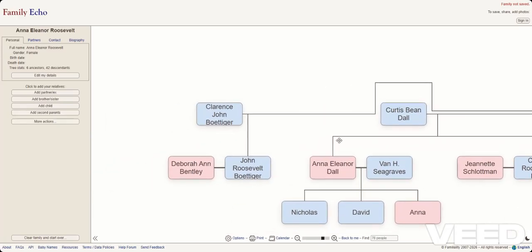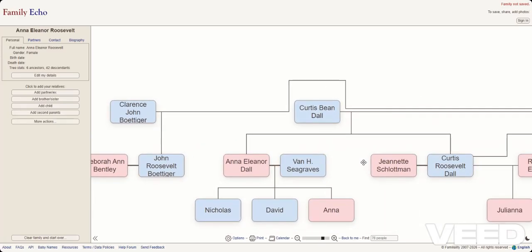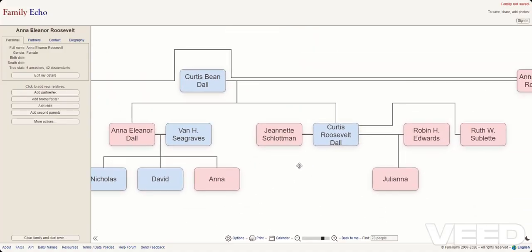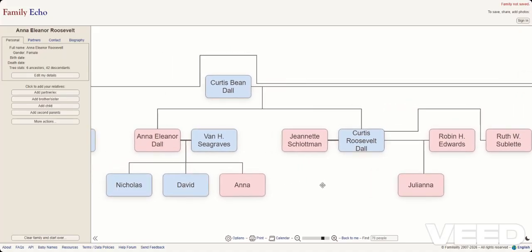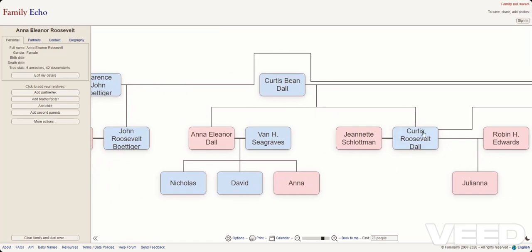First, she married Curtis Bean Dahl when she was 20 years old. At the time, he became an adult at 21. They had 2 children together, Anna Eleanor Dahl and Curtis Roosevelt Dahl. Anna married during Eleanor Roosevelt's lifetime, like I said.